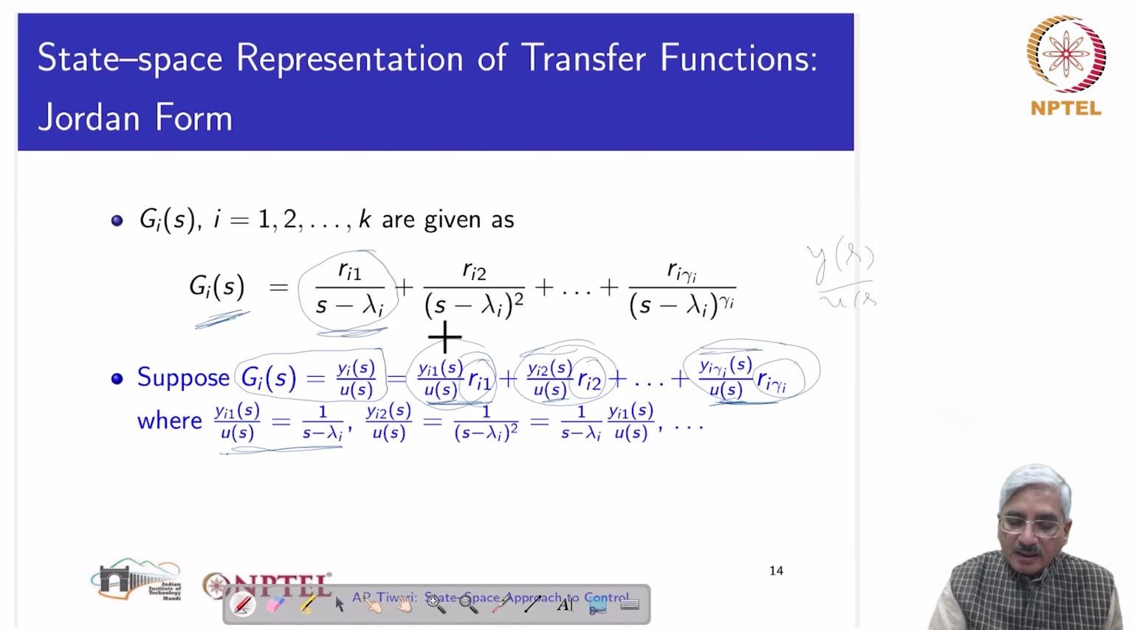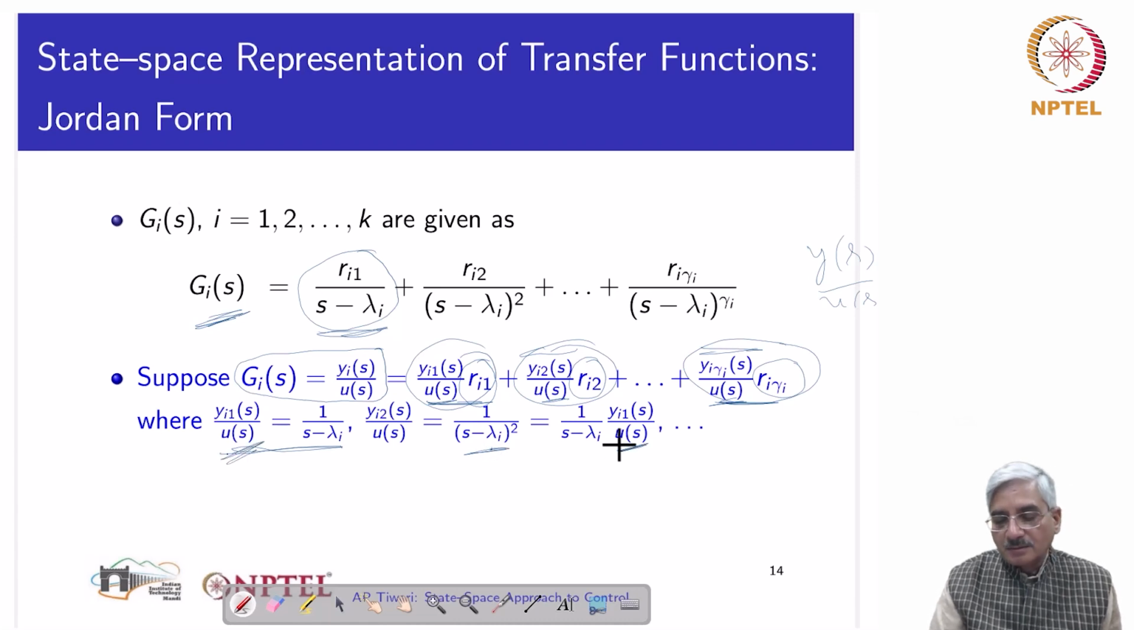The second one contains lambda I square. So what we do, we express it in terms of this and this term. We can see 1 by s minus lambda I is yi1 by u, which we put, and we retain the other term. So yi2 by u is 1 upon s minus lambda I times yi1 by u, and so on.